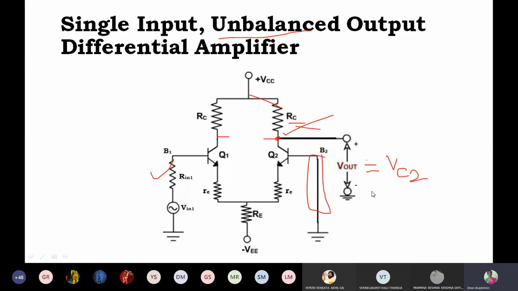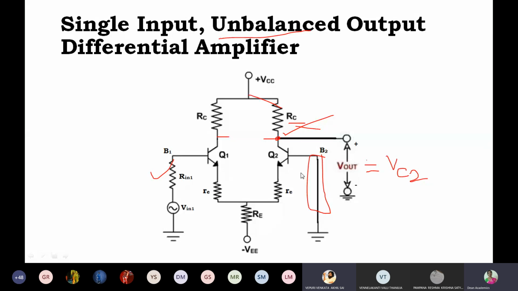Once again, repeat: V naught is V in 1 RC by 2 RE. And from that, what do we calculate from V naught? The differential voltage gain. What is the differential voltage gain AD? RC by 2 RE. AD is equal to V naught by V in, it is equal to RC by 2 RE.